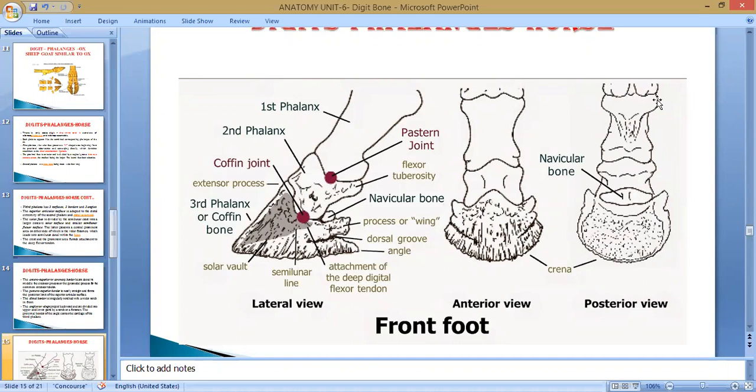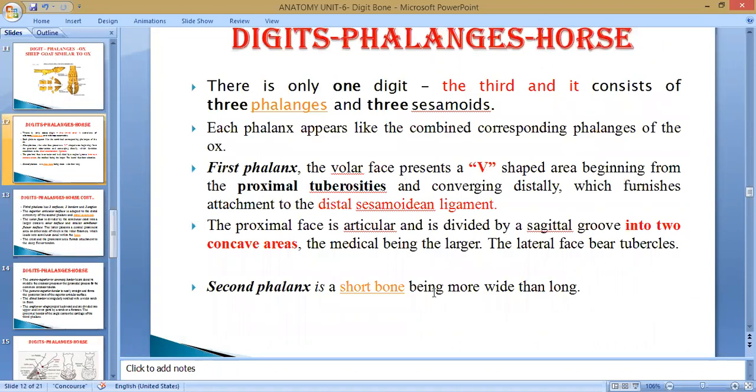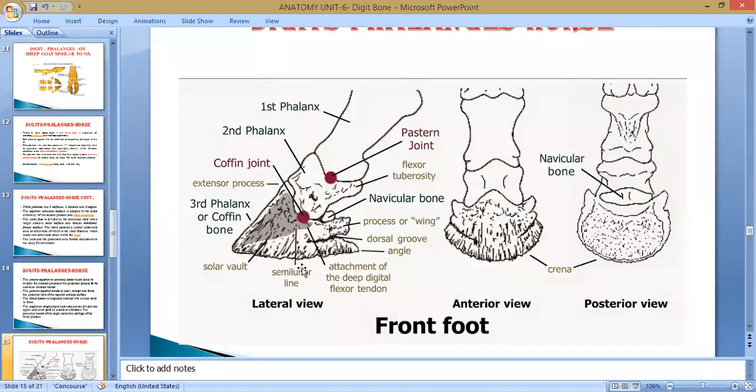Okay, so the second phalanx. That was the first phalanx. The second phalanx is a short bone, being more wide than long. This is saying only about this one. The next structure is similar, having more width in comparison to its length. So the structure is somewhat similar to that of the ox and located between the first and third, forming the pastern joint and coffin joint here. That's only about the second phalanx.